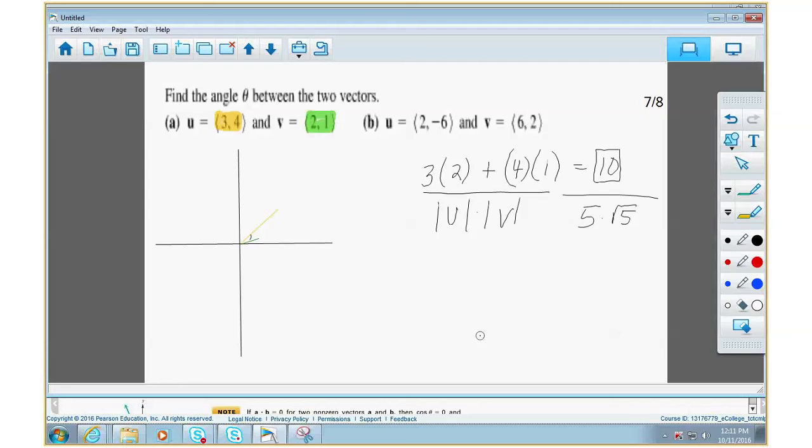And then that's going to be equal to 10 square root of 5 over 5 times 5. I'm sure I did that right. Yeah. Which that cancels with that, and you get square root of 5 over 5, and then the cosine theta is equal to that number, and then theta is equal to the inverse cosine of square root of 5 over 5, and somebody give me that angle.